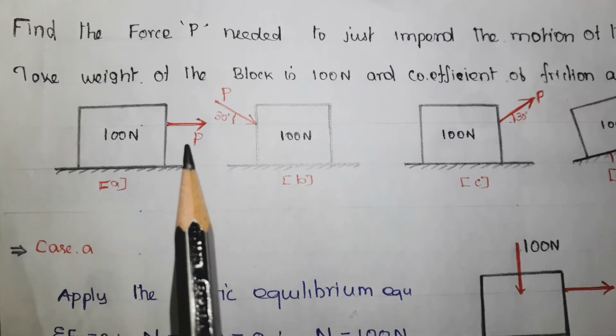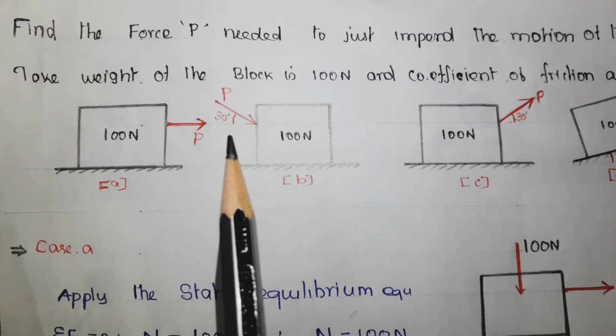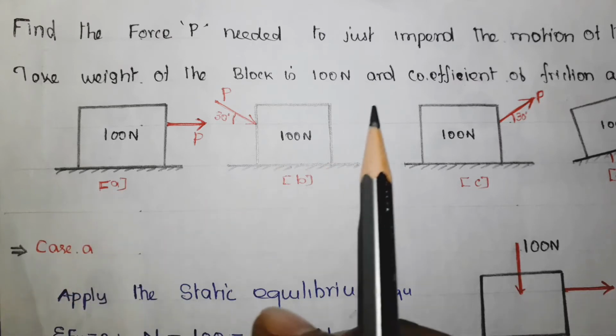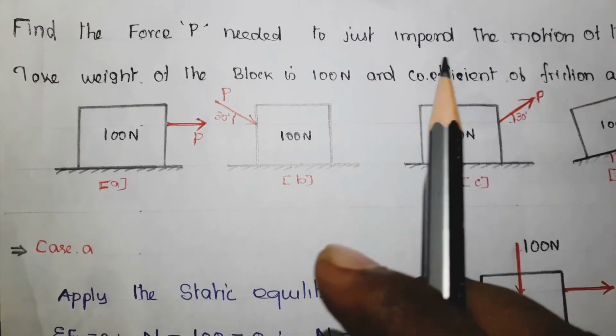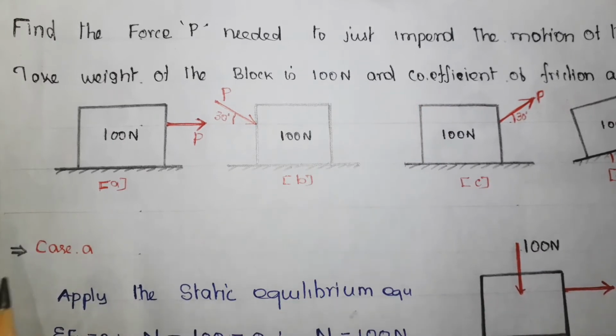So here we have to find the value of this applied force P at the point of limiting friction. That is what is meant here by just impede the motion. The motion will be impeded at the point of limiting friction only. So we have to find the value of force P at the limiting friction.